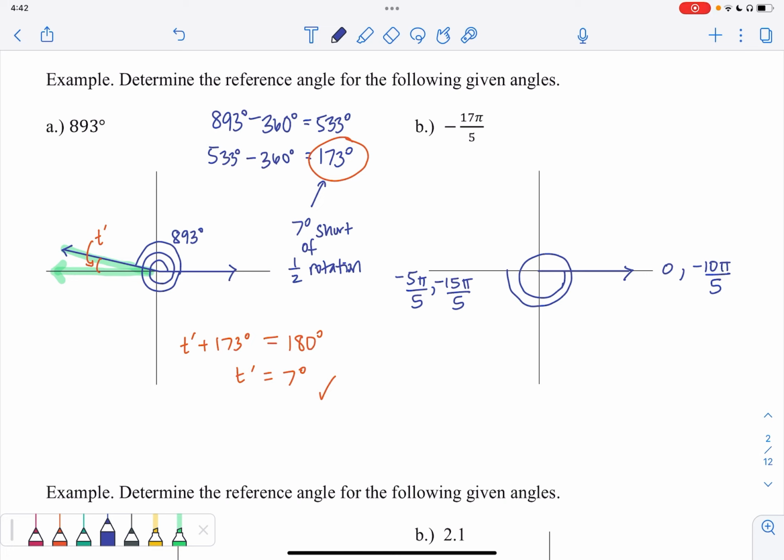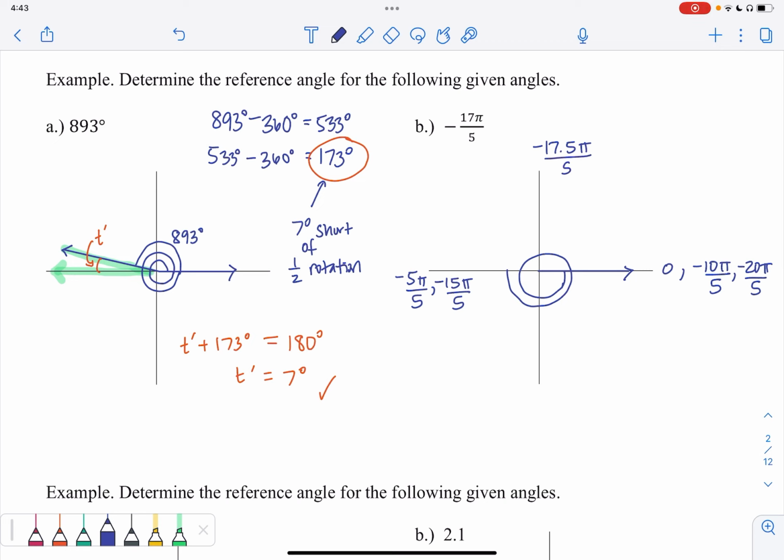So what quadrant would that be in? Well, one way to think about it is like this would be negative 20 pi over 5 on the positive x-axis if I did 2 full rotations. So what would be in between? Negative 17.5 pi over 5.